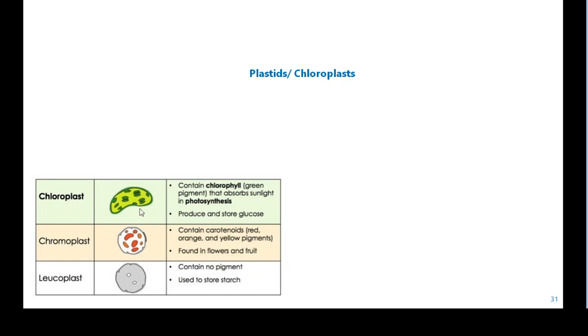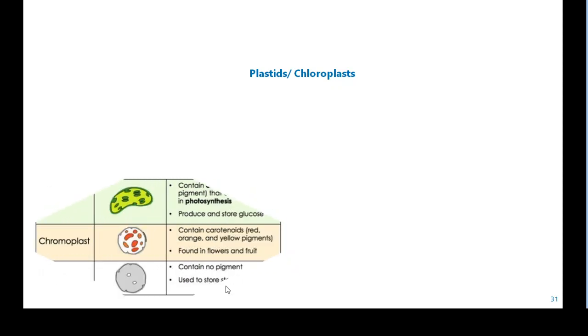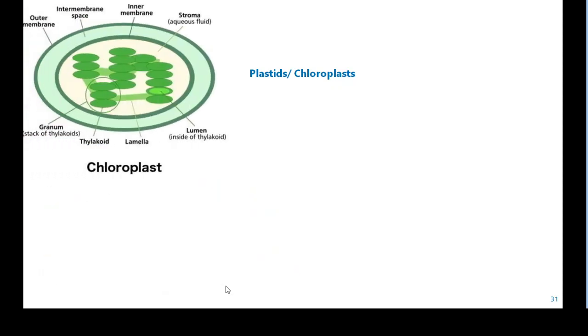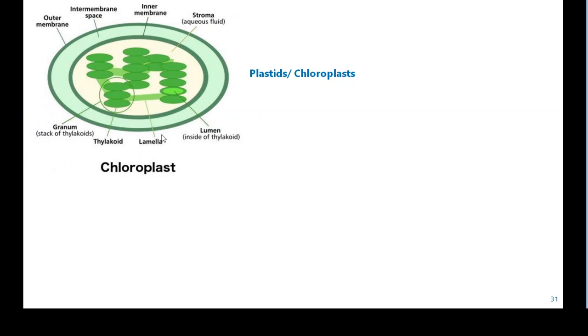Okay, so chloroplast function is photosynthesis because it contains green chlorophyll pigment. Chromoplast function is to impart colors to flowers and fruit, and apart from green they contain red, orange and yellow pigments. Leucoplasts, on the other hand, are the plastids which do not contain any pigment and help in storing the starch, right? So now comes the next one. Let's study the chloroplast in detail.